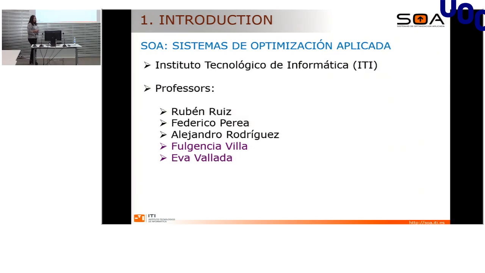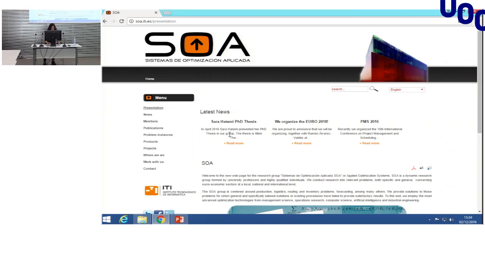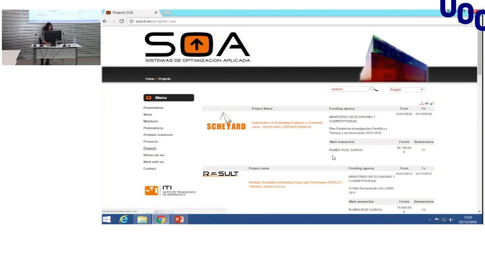We are 5 professors. Rubén Ruiz is the leader, the supervisor of the group. I think you know Rubén. And then Fulgencia Villa and myself, we are specifically working in the yard crane scheduling problem. And moreover, there are 5 more people working at the institute. So, and this is our website. We can check the latest news, the PhD of Sarah Hatami, your colleague. So we have several projects and products.